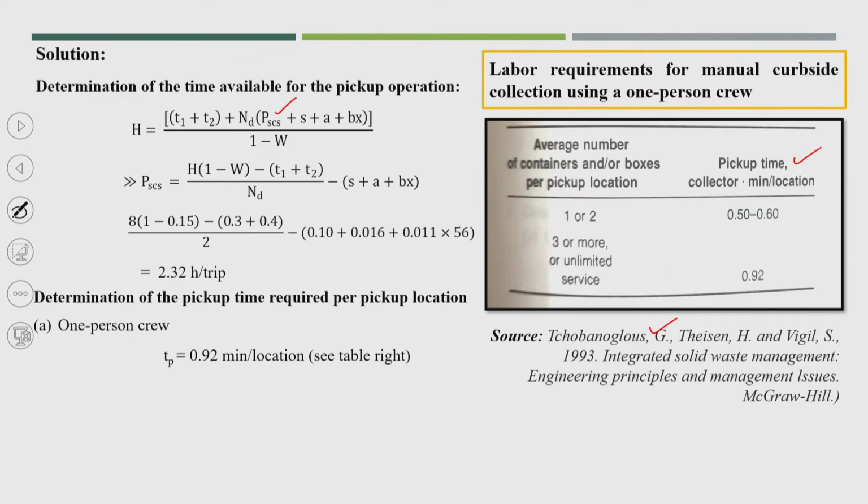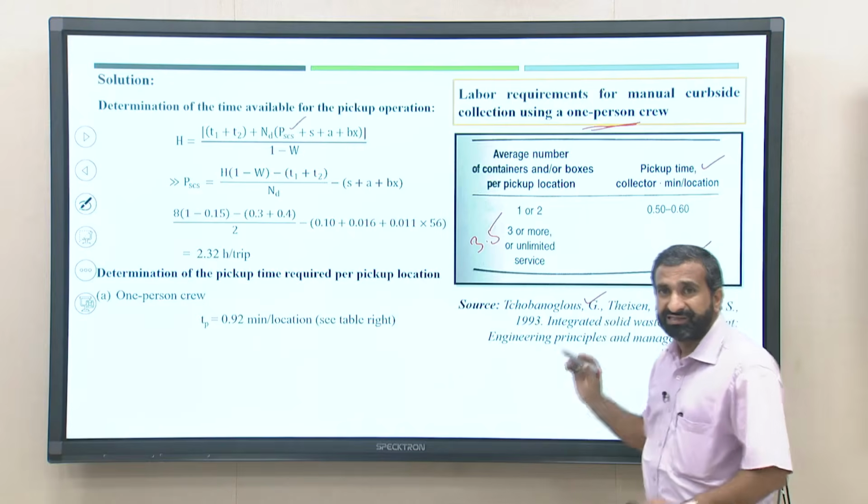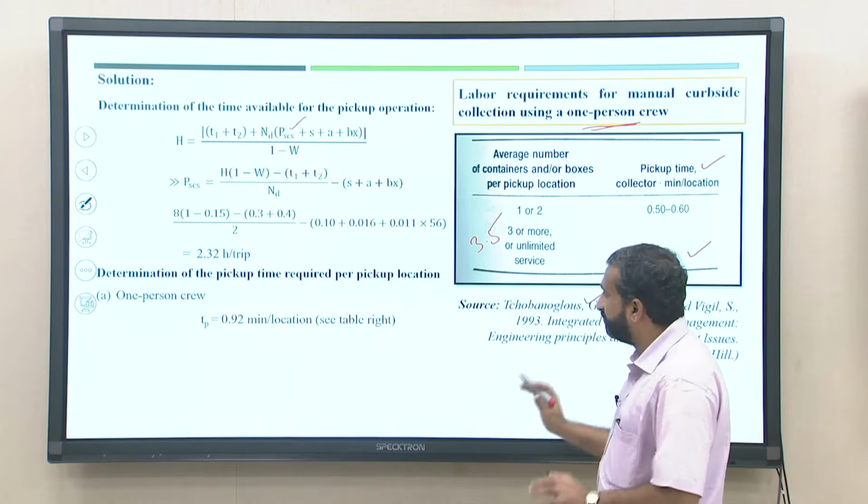In our case, the number of containers at each pickup location is 3.5. So we can select the second one, 3 or more or unlimited services. In that case your TP value will be 0.92, which we assume. It is possible that in the exam these values are given, and this table is very easy to remember also. This labor requirement is only for the 1-person crew.